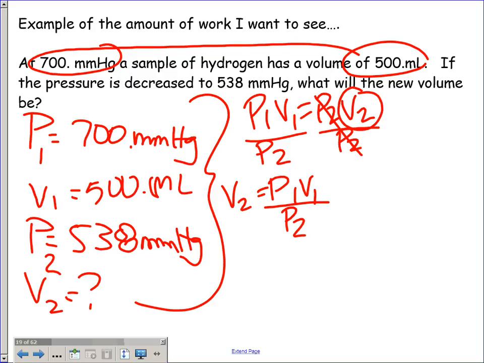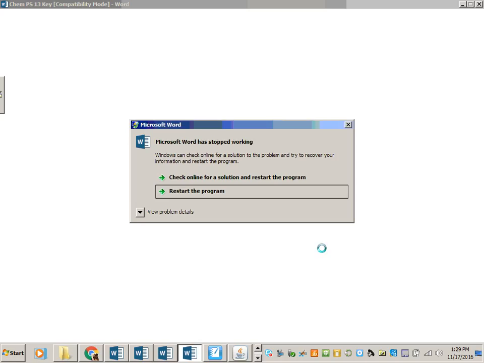And then I can do what? Plug it in. Okay, so 700 millimeters of mercury. I'm going to not squeeze this in this little space. I don't want to give you false hope that you can't write units. Okay, you must write units. So we have 700 millimeters of mercury. Write that down for yourself. Times, what's your volume 1? 500 milliliters.